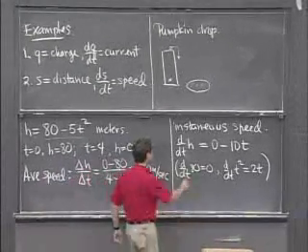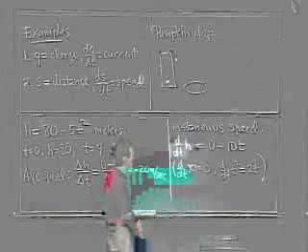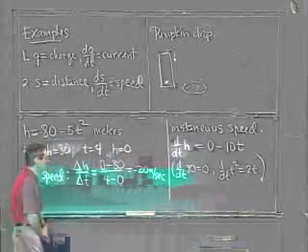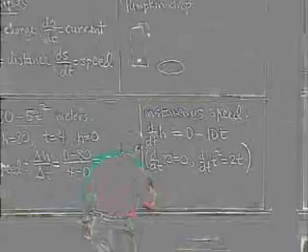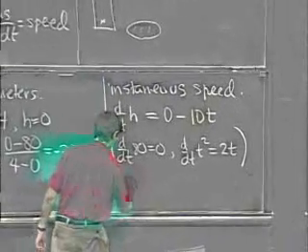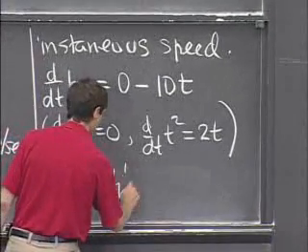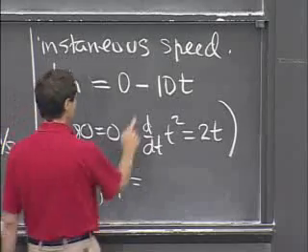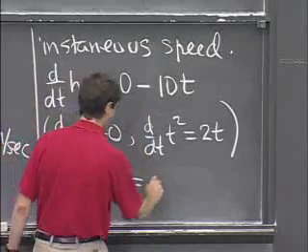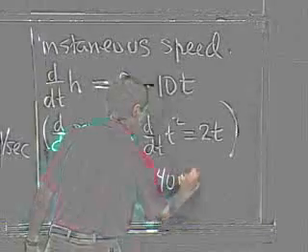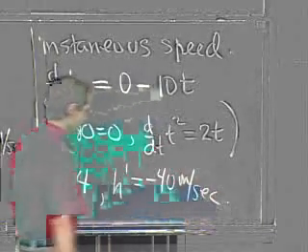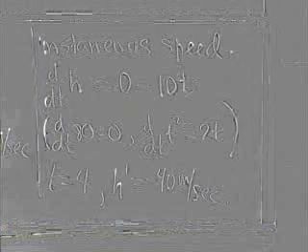Okay, anyway, back over here, we have our rate of change, and this is what it is. And at the bottom, at the point of impact, we have t is equal to 4, and so h prime, which is the derivative, is equal to minus 40 meters per second. So twice as fast as the average speed here.